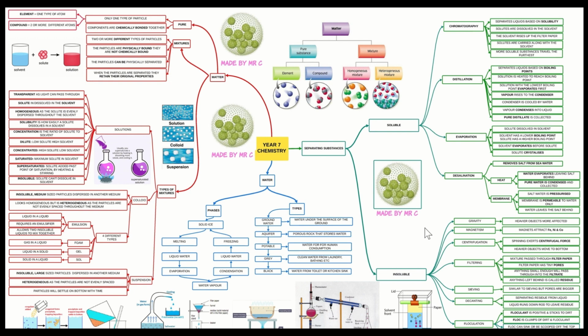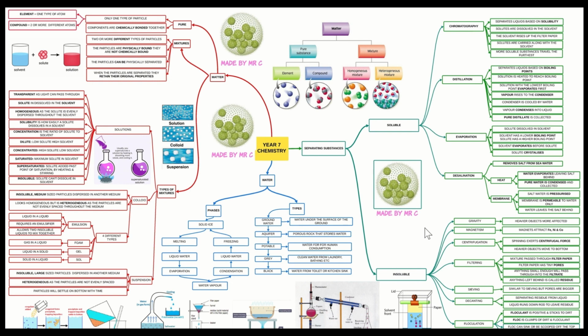Sieving is exactly like filtering, except the pores are a lot bigger and we can separate rocks from sand this way. Decanting is the separation of a residue from a liquid. By tilting the beaker, the liquid runs down the glass rod to leave behind the residue, but this is not terribly efficient. The last way is flocculation.